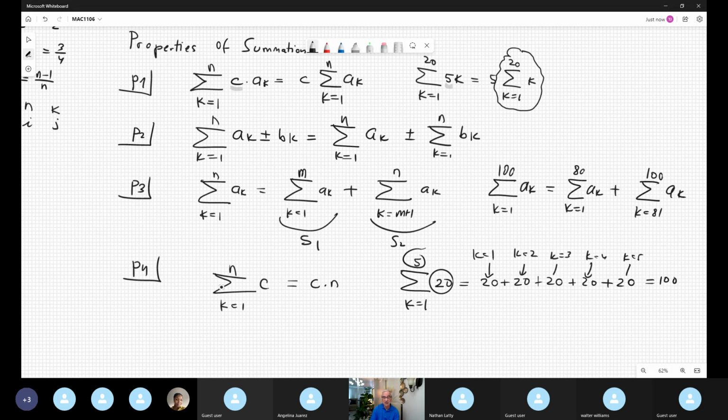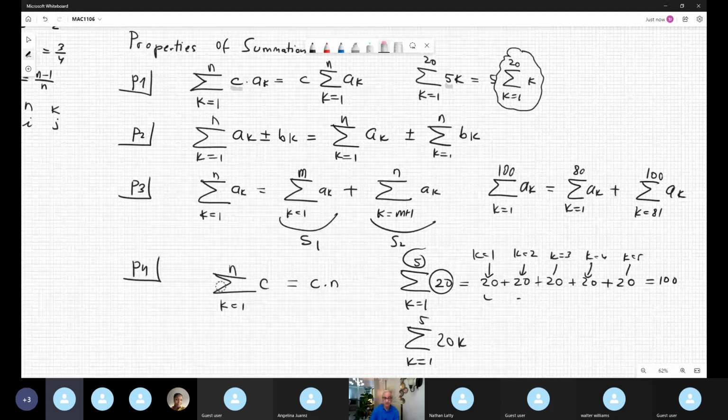When this is a constant, and constant is that do not depending of the index variable. And suppose another example is summation K1 to 5 of 20K. Oh, no. In this case, we cannot apply the property 4 because that depending, so this is different number. Make sense? Make sense? Make sense or no? Yes.